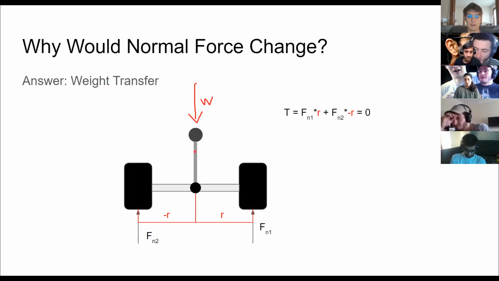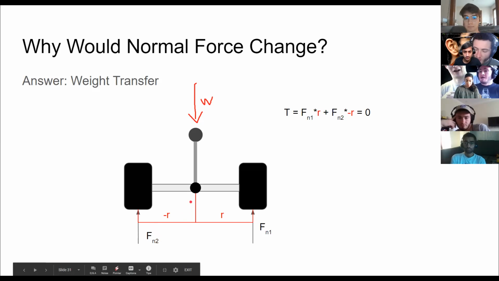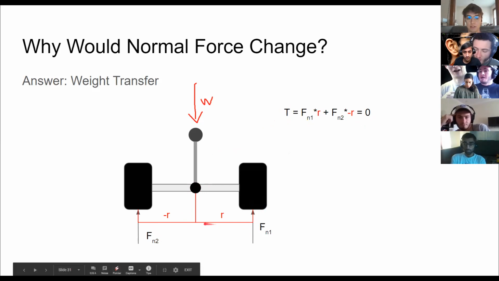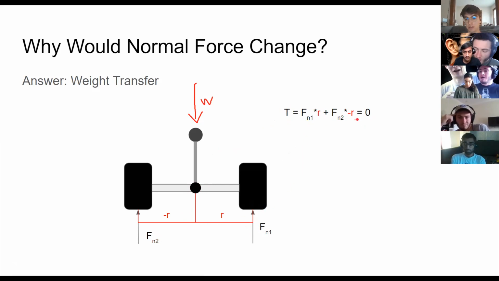We have some weight W, and our two normal forces are reacting that weight, and we can assume right now that these are equal, so the normal force on each tire is the same, and so our car is not rotating at all. There's a quick equation here: I'm going to sum torque about this little black point here. It is the normal force of tire 1 times its radius, plus the normal force of the second tire times its negative radius, and that sums to 0. So we can see that our car is not rotating.